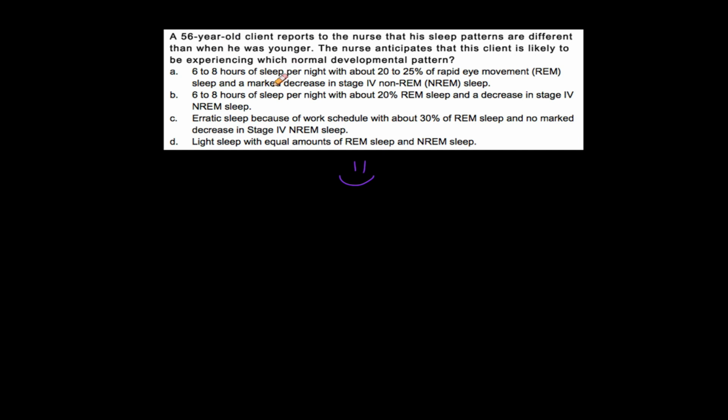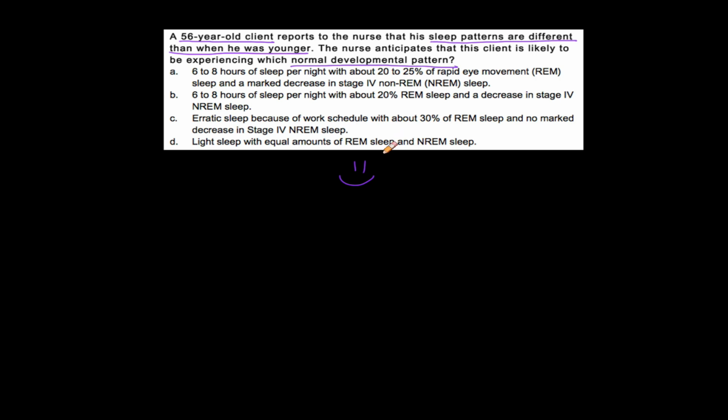So I'm going to read it again. Remember, second time underlining what's important. So a 56-year-old client reports to the nurse that his sleep patterns are different than when he was younger. So I have a 56-year-old client. His sleep patterns are different than when he was younger. The nurse anticipates that the client is likely to be experiencing which normal developmental pattern? So I'm looking for the normal, and that's an important part. Don't forget about that. I'm looking for a normal developmental pattern in this 56-year-old client. So something that's different now than when he was younger, but it's a normal developmental pattern.